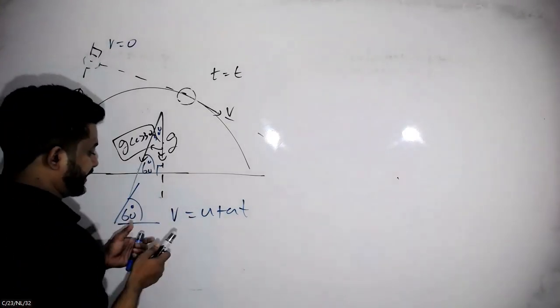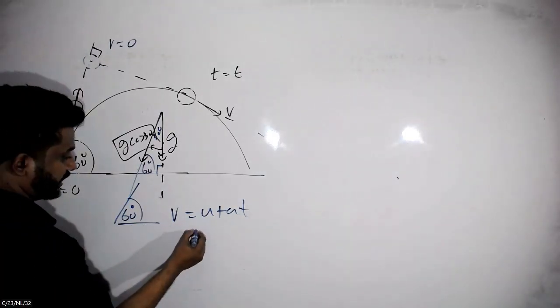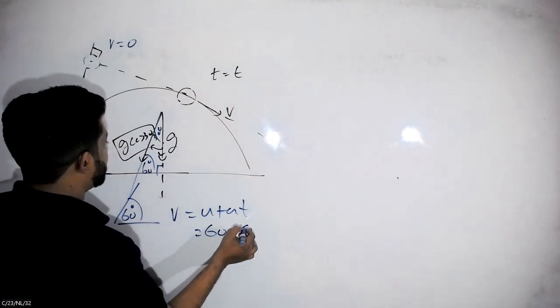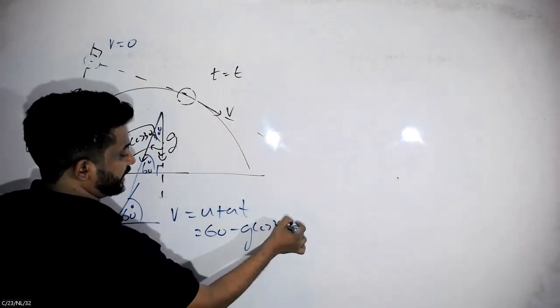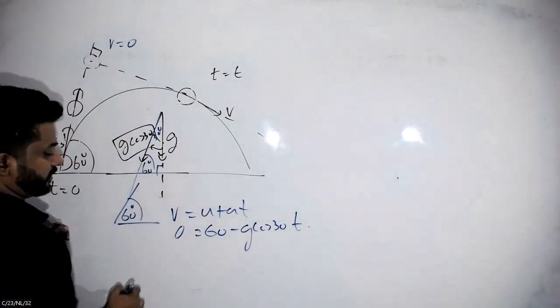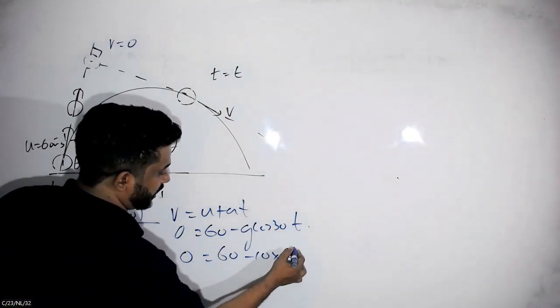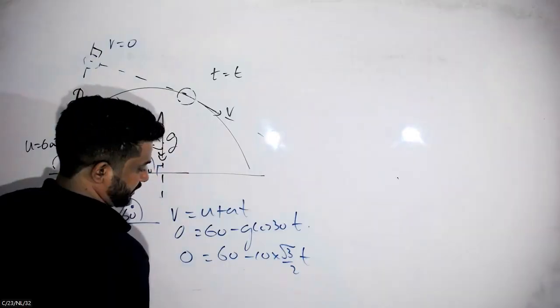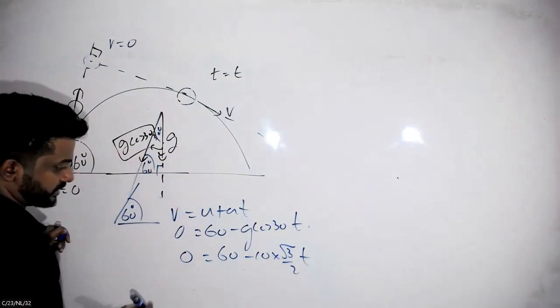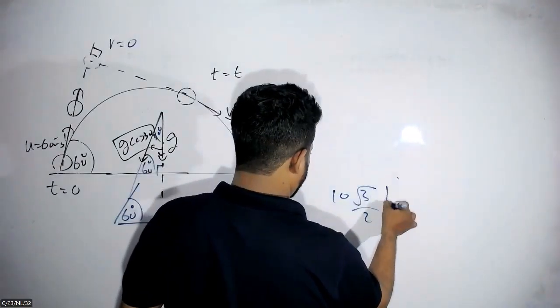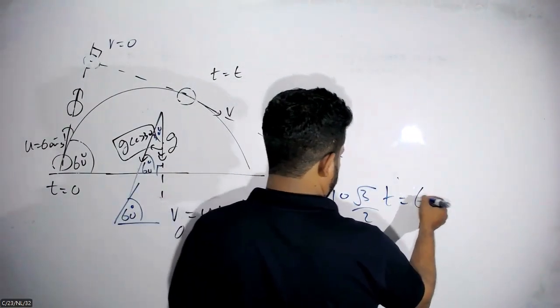Now you can apply the equation. Initial velocity is 60. This one is not g, it is g cos 30 into t. Final velocity is equal to 0. So 0 equals 60 minus 10 cos theta, root 3 over 2, times t. You can bring the term to the opposite side. 10 root 3 over 2 into t is equal to 60.